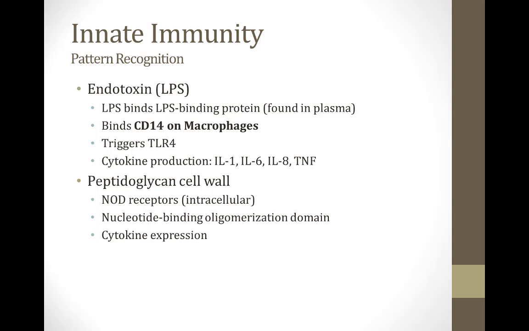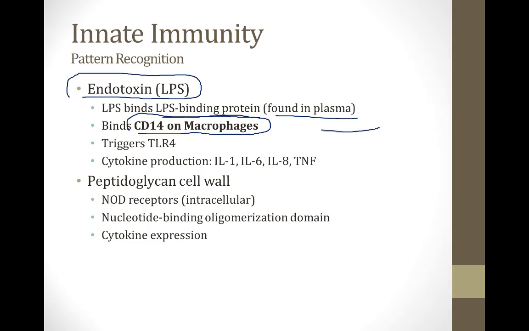One of the most important ones is endotoxin, or lipopolysaccharides, which are found in gram-negative bacteria. Lipopolysaccharides can bind to lipopolysaccharide binding protein, which is found in plasma, and then that complex can bind CD14 on macrophages. I've written this in bold because it's high yield to remember that CD14 binds lipopolysaccharide. Once CD14 is bound, it will trigger a toll-like receptor called TLR4, and this will lead to a sequence of events which leads to production of cytokines by macrophages, including IL-1, IL-6, IL-8, and tumor necrosis factor.